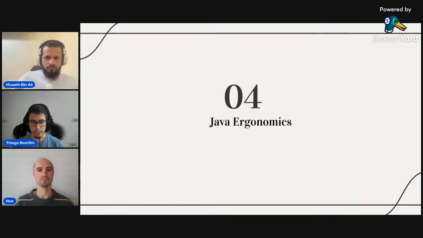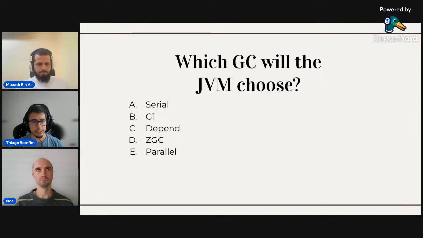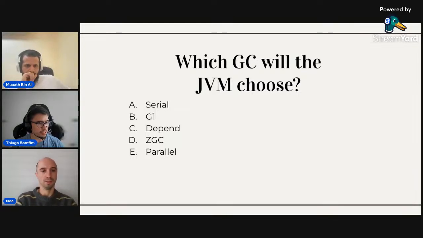So which GC will the JVM choose? What do you think? Serial, G1, Parallel, ZGC? By default it is G1, but it depends on the hardware too. As you said, if you have a very small machine, it will probably switch to serial automatically, if you're running a container or something like that. Yes, great. So your answer is right. The correct answer here is: it depends.